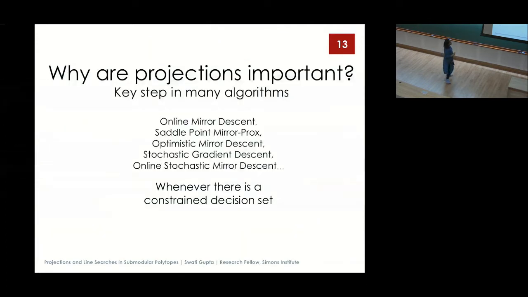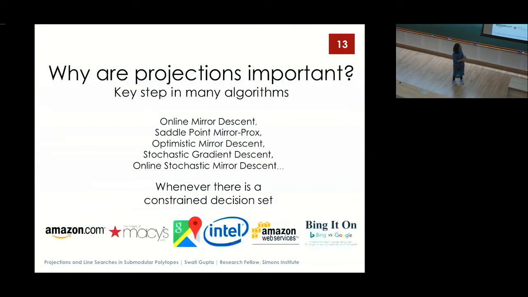Projections are important because they appear as a key step in many algorithms, like online mirror descent, saddle point mirror descent, mirror prox, optimistic mirror descent. These are used for solving games, for doing some robust optimization, to do some stochastic optimization and so on, whenever there is a constrained decision set. So all of these algorithms will run into this projection problem when you have a constrained decision set. And this is just to show the applications in the industry.